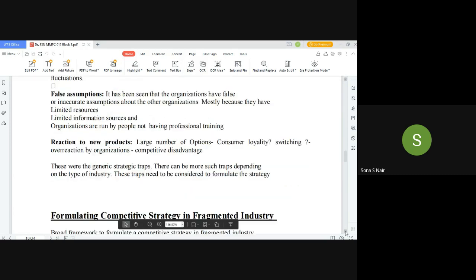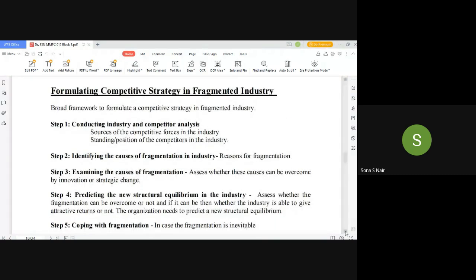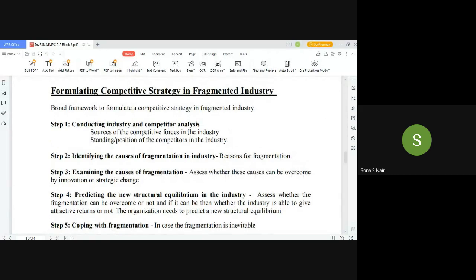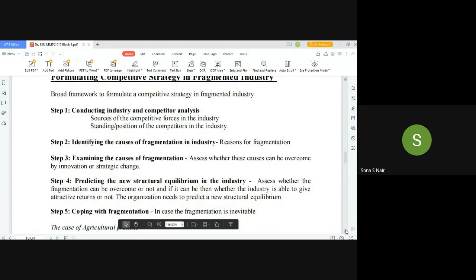And if the firm is there in a fragmented industry, then what are they supposed to do? What kind of strategy or approach are they going to follow? There's a broad framework here which depicts how a firm in a fragmented market should go about doing things. They should first conduct industry and competitor analysis. So what are the competitors in the industry? What is the standing and position of the competitors in the industry? And mind you, this is going to be in a smaller framework.